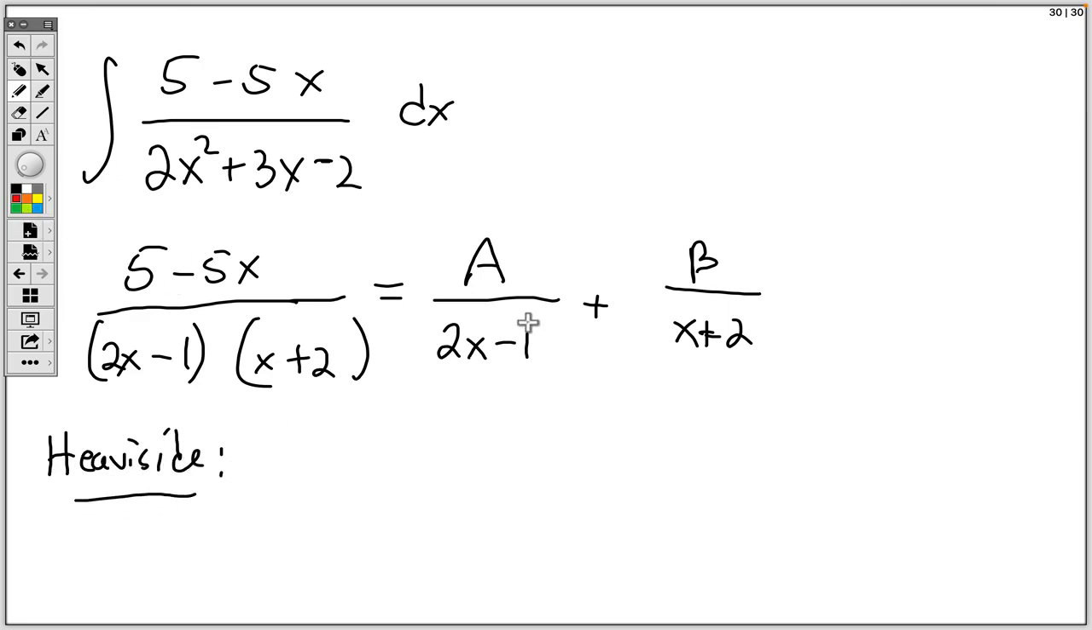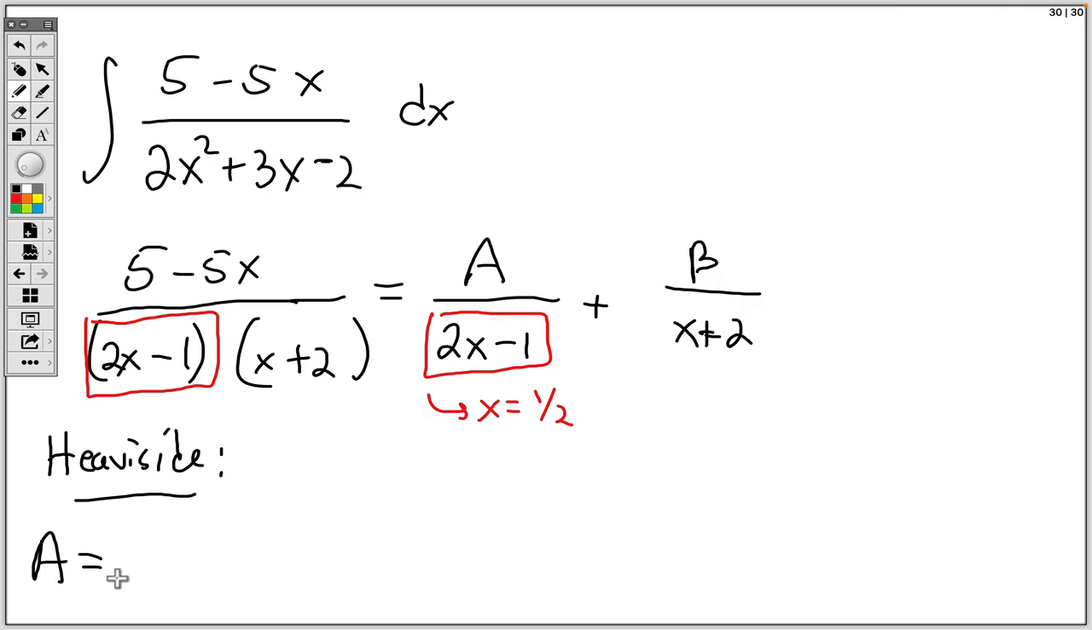Well, let's go in and look at this first term here. We look at the first denominator. We set 2x minus 1 equal to 0. So we would have an x equals 1/2 come out of that. And then I come back over here. I would cover up the 2x minus 1 factor in the denominator and plug x equal 1/2 back in. So I would get a equal 5 minus 5 times 1/2 over 1/2 plus 2.